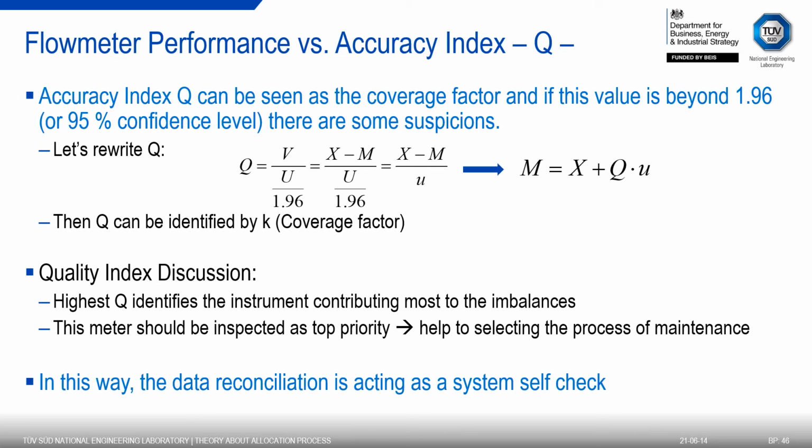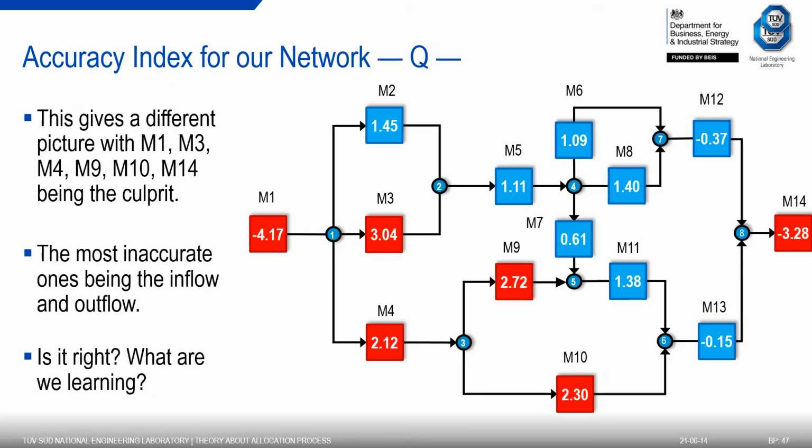If you are way below 1.96, it means that you have a very good measurement, or a very good meter in place, and the minimization was small. On the opposite, if you have big numbers, it means that there is a poor quality measurement from the associated meter. So let's look at our case again.